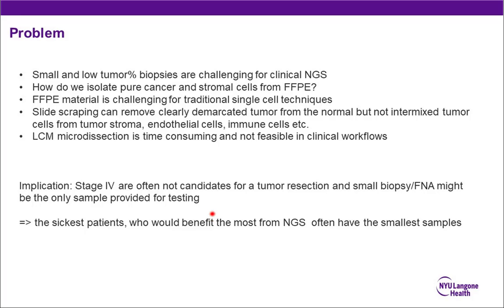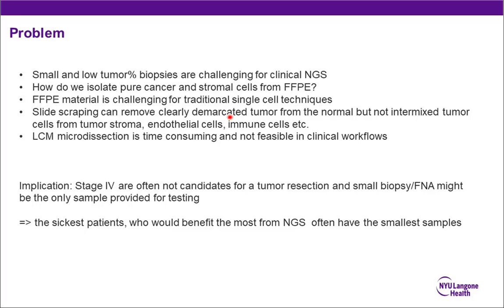So this represents a practical problem: small and low tumor percentage biopsies are challenging for clinical next-generation sequencing, and it poses the question, how do we isolate the pure cancer or stromal cells for research purposes from FFPE? FFPE material is challenging for traditional single-cell techniques. Always when we submit a grant using DEPArray to NIH, there's always somebody who is smart and says, oh, why don't you just use 10x Genomics? And we try to explain to them that traditional single-cell techniques that are possible on very high-quality fresh samples are simply not amenable to FFPE material.